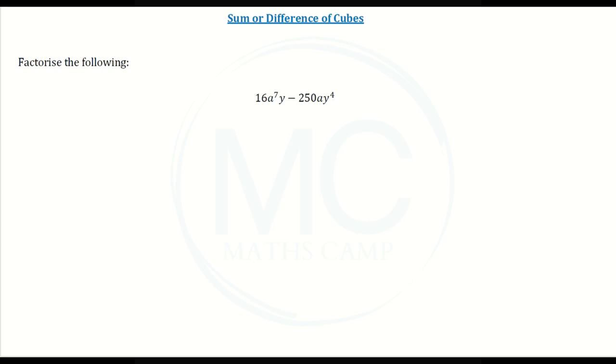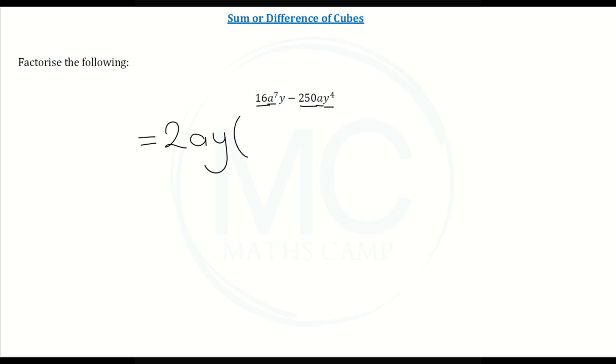16a to the power of 7y minus 250ay to the power of 4. We don't have any cubes in this expression, so we have to take out numerous common factors. Here we have 16 and 250. Both are divisible by 2. So let's take 2 out as a common factor. Here we have a to the power of 7 and a to the power of 1. So we can take out a as a common factor. Here we have y and y to the 4. So y is a common factor.